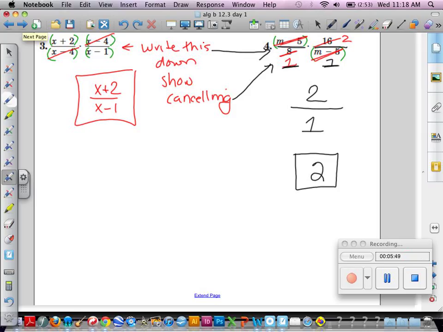So tomorrow during class time, you're going to be given some problems to work on. And again, you're going to have to write down the original problem, then 2, show the canceling, and then 3, write down your final answer and make sure you box it in.